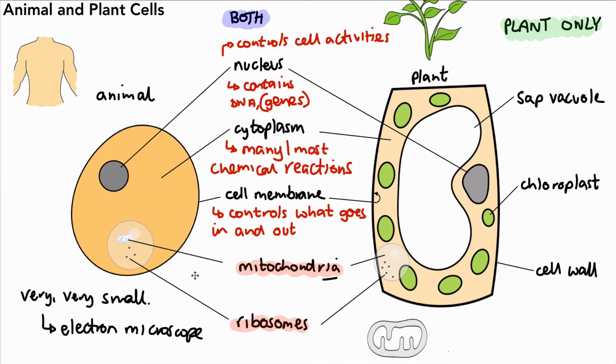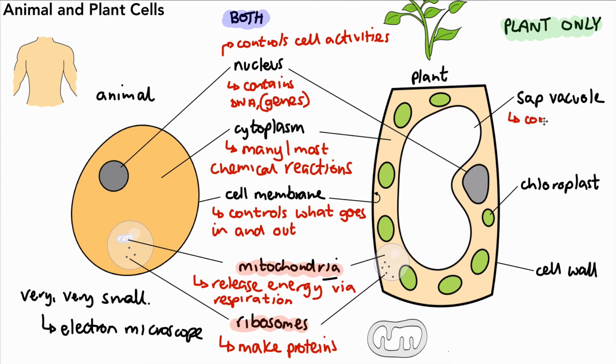The mitochondria, very important again. They have the job of releasing energy through this process called respiration. In fact, it's aerobic respiration, but they release energy through respiration. And ribosomes have the job of making proteins. Another way of saying that is to say protein synthesis, which just means to make proteins.